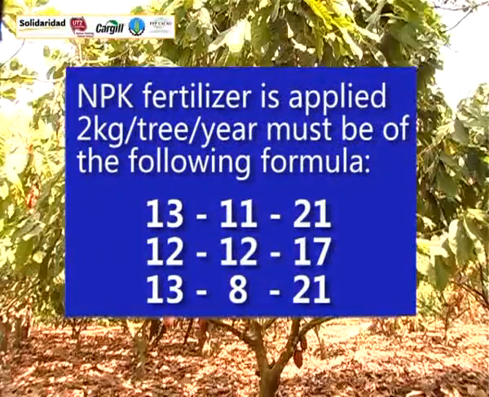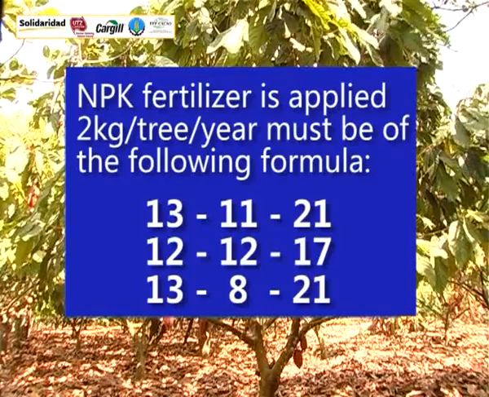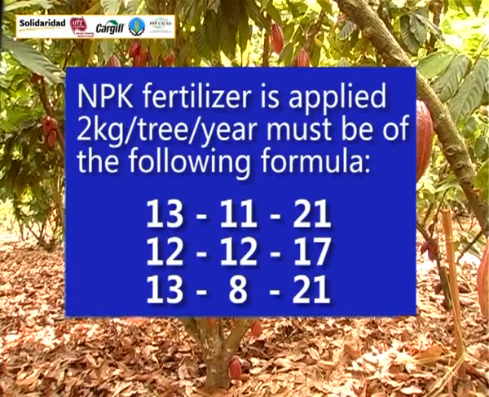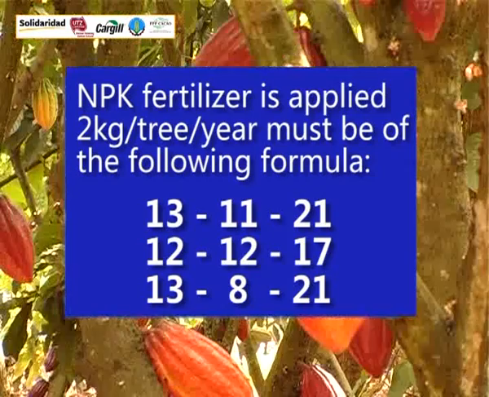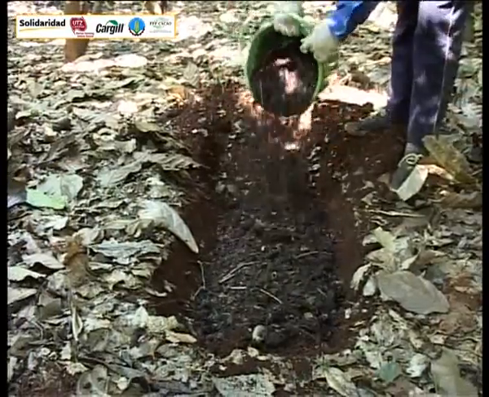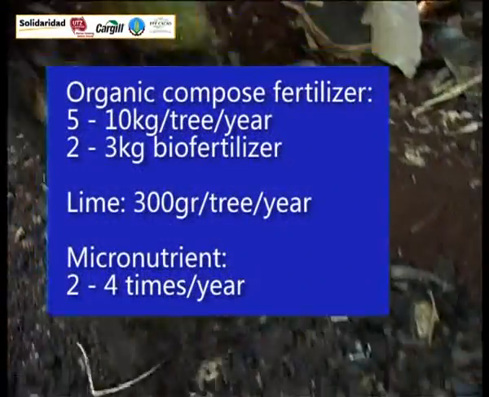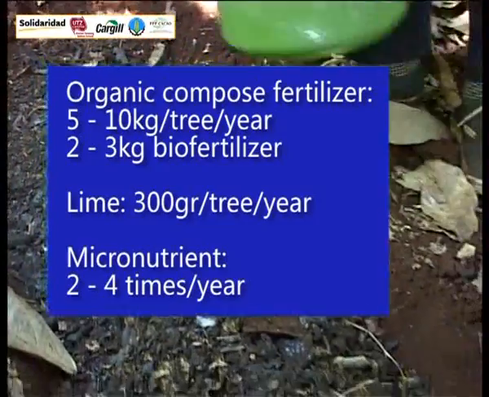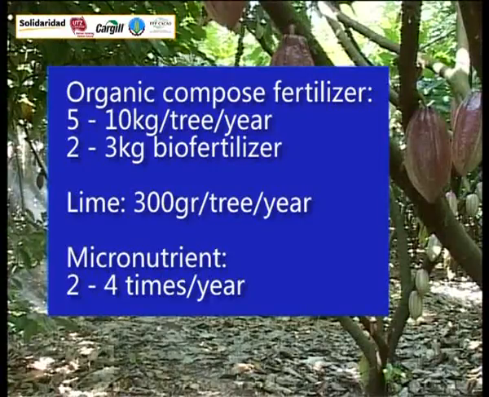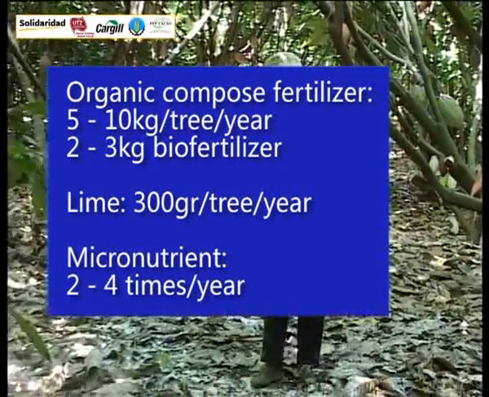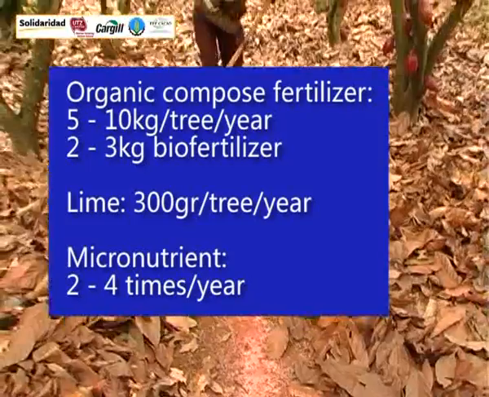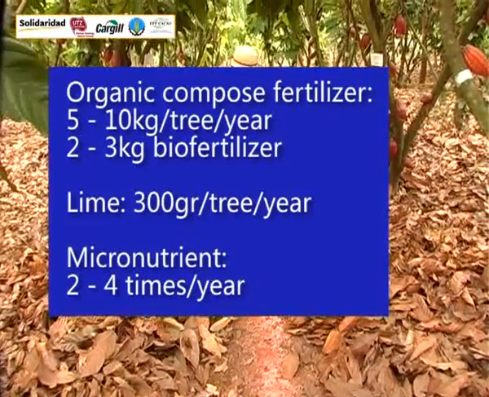If NPK fertilizer is used, we need to use the following formula: 13-11-21 or 12-12-17, or other fertilizers with high potassium content. This is also applied about 2 kilograms per tree per year. For compost organic fertilizer, we need to apply 5 to 10 kilograms per tree per year, or 2 to 3 kilograms of biofertilizer. Lime needs to be applied 300 grams per tree per year. Micronutrients need to be sprayed 2 to 4 times per year.